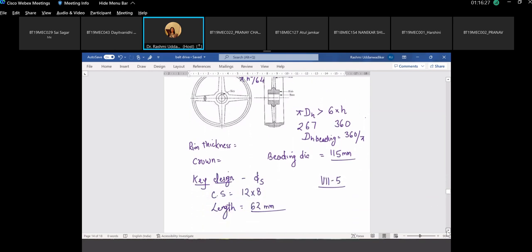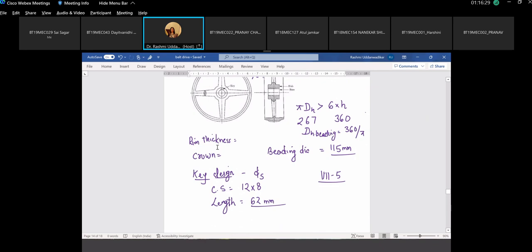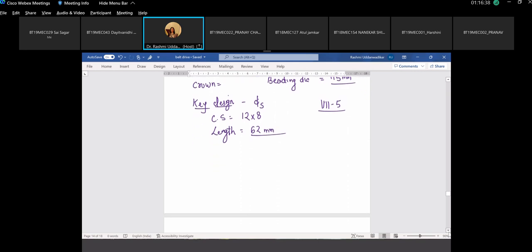You find out the beading diameter. Again, refer to the design data book. You get the rim thickness, crown, and then you design the key. Everything is directly given in the design data book. So this completes the flat belt pulley design.